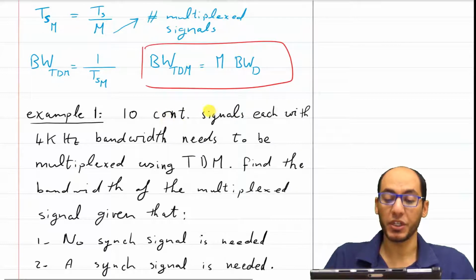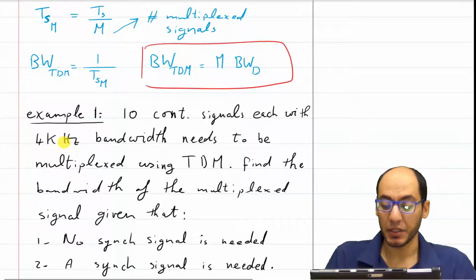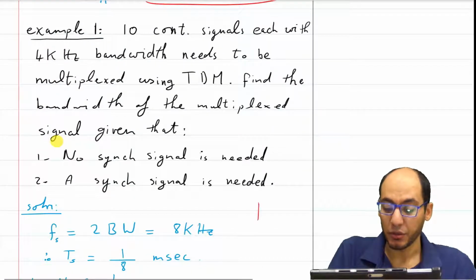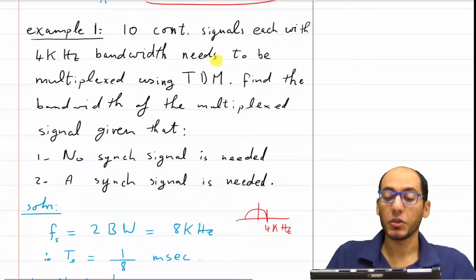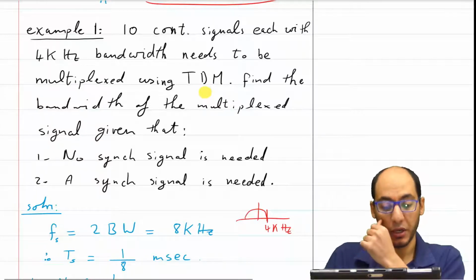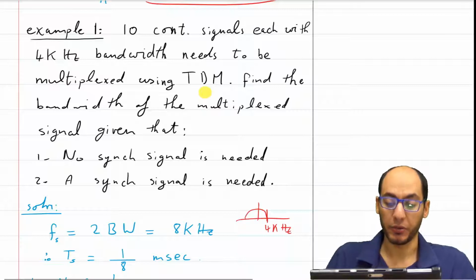Remember that these are continuous signals, and each one of them has a bandwidth of 4 kilohertz. So the maximum frequency in that signal is 4 kilohertz. And we need to multiplex all these 10 signals using time division multiplexing, and we'd like to find out how much bandwidth the entire signal is going to be consuming.